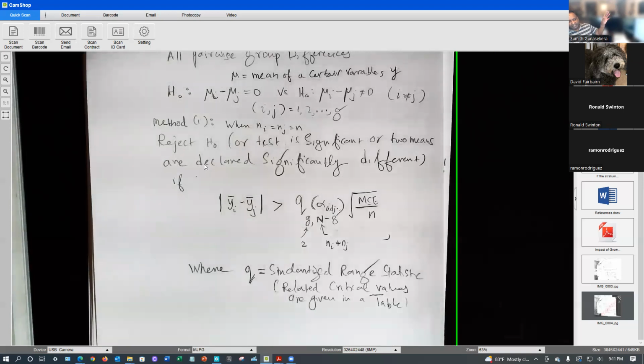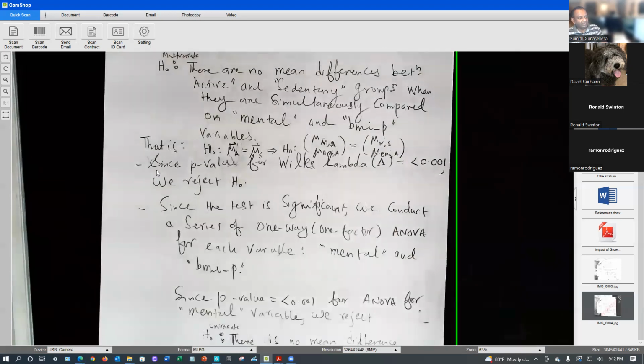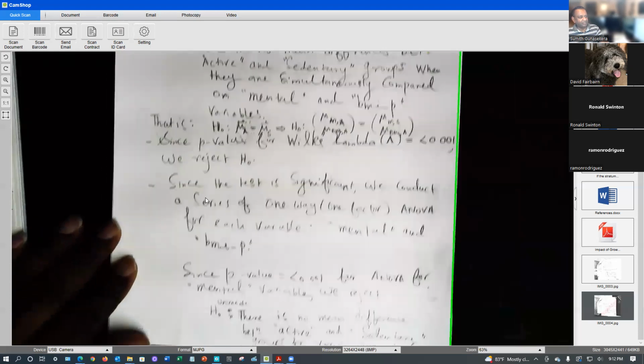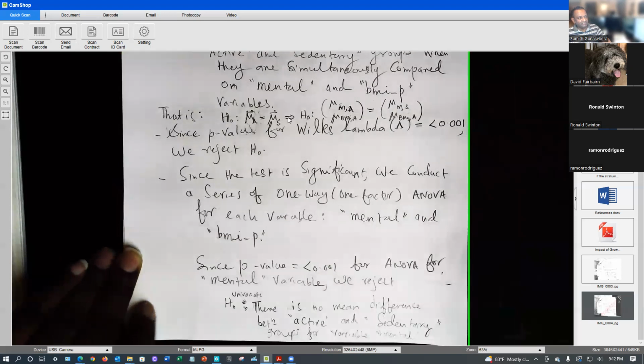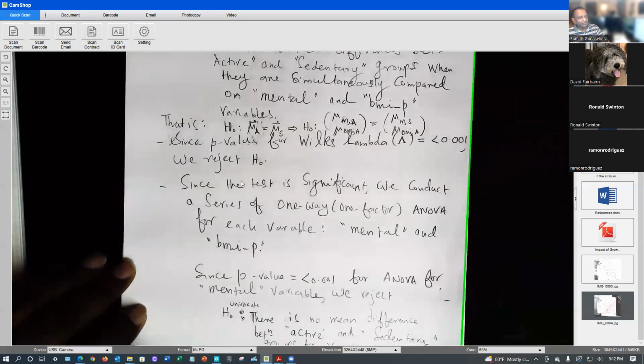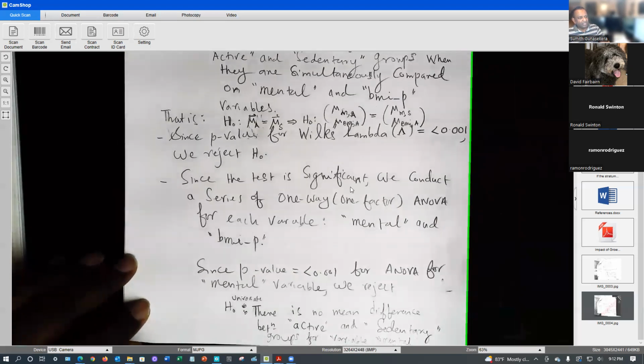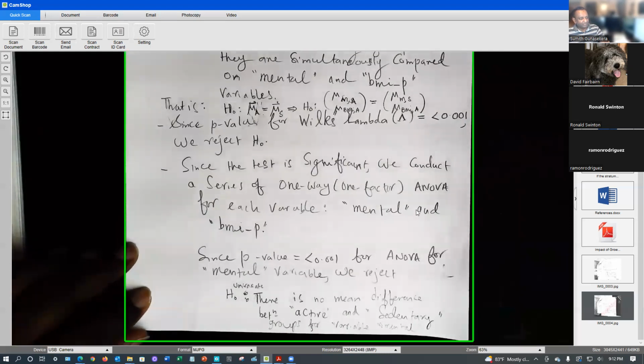In this multivariate setting, you are always doing three tests if you have more than two groups. But in my example, I have only two groups. You don't have to go that far. But when the multivariate test is rejected, you definitely move on to the next one, the single ones. That's what we are trying to do here. Since the multivariate null hypothesis is rejected, you do a one-way ANOVA for mental and BMI separately.